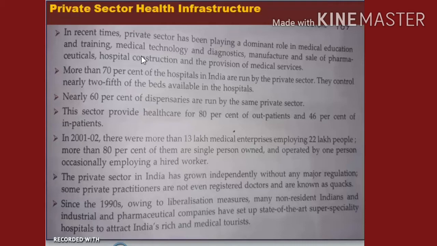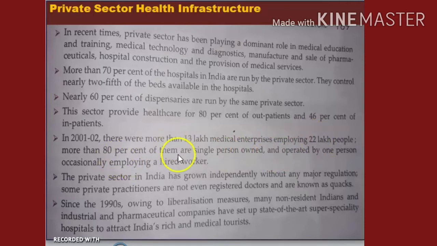More than 70% of hospitals in India are run by the private sector. They control nearly two-fifths of the beds available in hospitals. Nearly 60% of dispensaries are run by the same private sector. This sector provides healthcare for 80% of outpatients and 46% of inpatients. In 2001-2002 there were more than 13 lakh medical enterprises employing 22 lakh people.